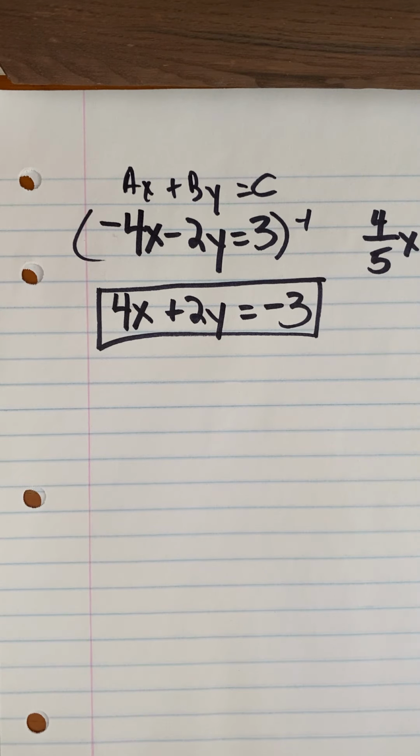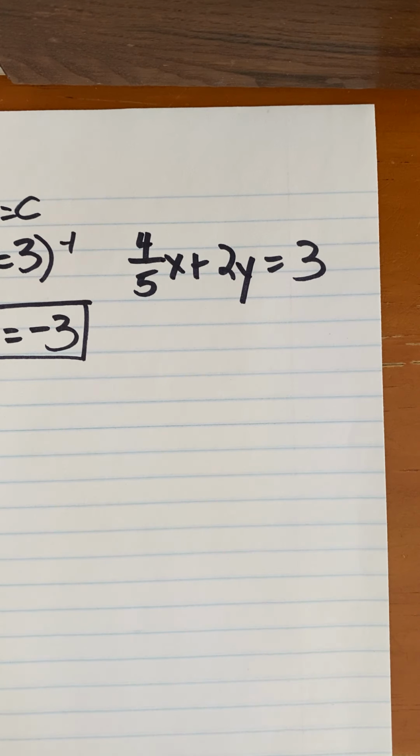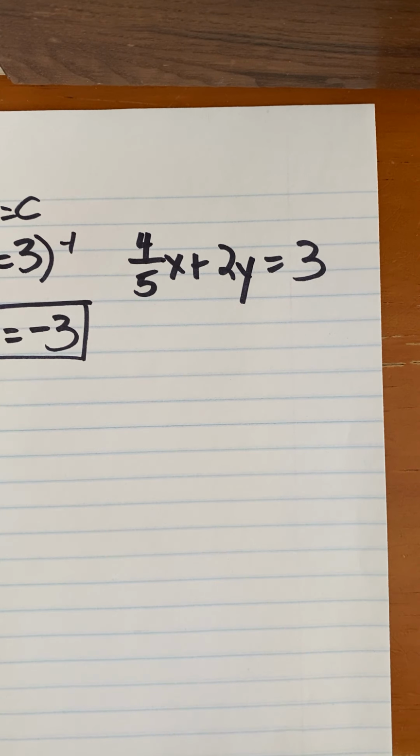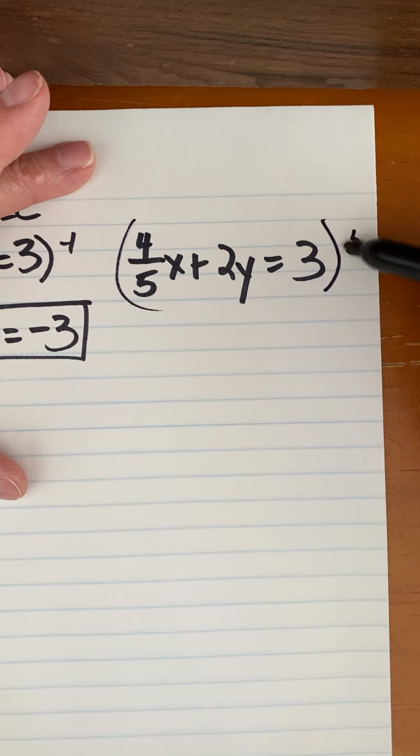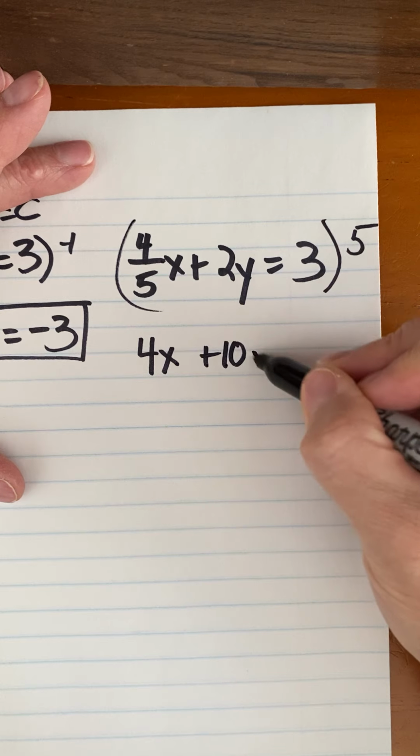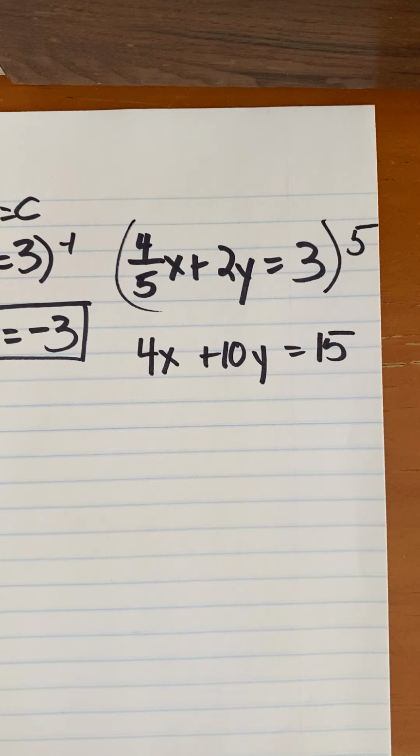Okay, now the next one here, why is this not standard form? Well, this is not standard form because here's a fraction. And we learned in standard form, there are no fractions. So how do we get rid of the fraction in this case? Well, to get rid of the fraction, I have to multiply by the common denominator. There's only one denominator of 5, so I multiply everything by 5. So this becomes 4x plus 10y equals 15, and now this is standard form.